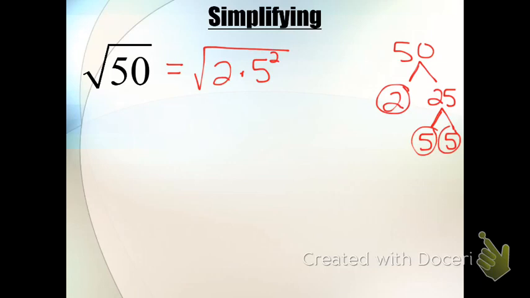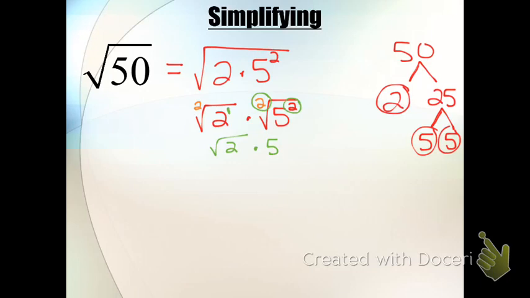Now we're going to use our product property, which says we can split this up along these factors. So I'm splitting up the factors with the 2 and the 5 and putting those as 2 separate mini problems. Now also remember, if there's no index on the radical, it's a square root. And recall that we said that a square root and a square are inverses. They undo each other. So the square root of 5 squared equals 5.